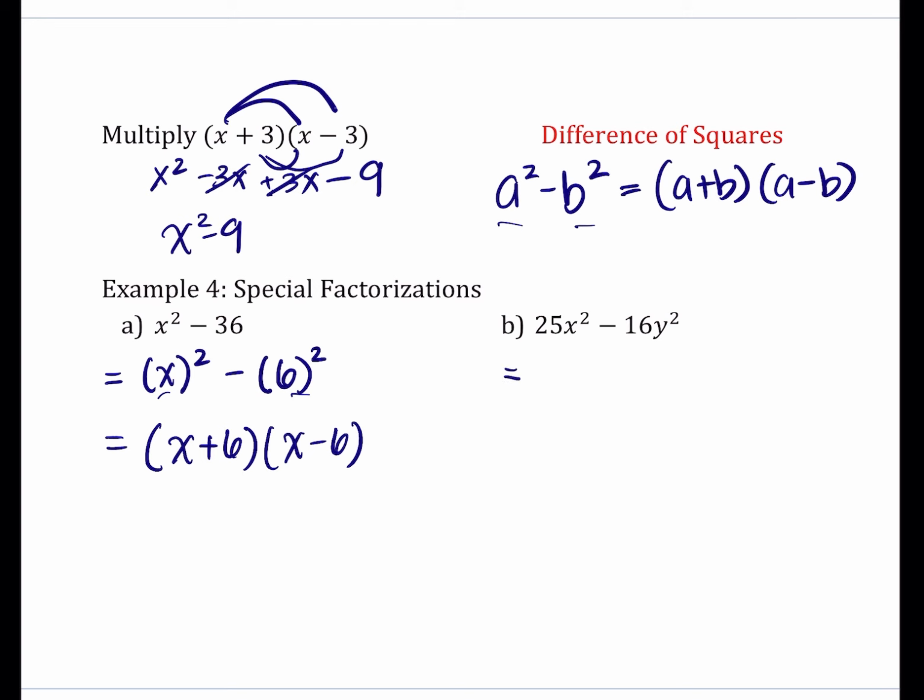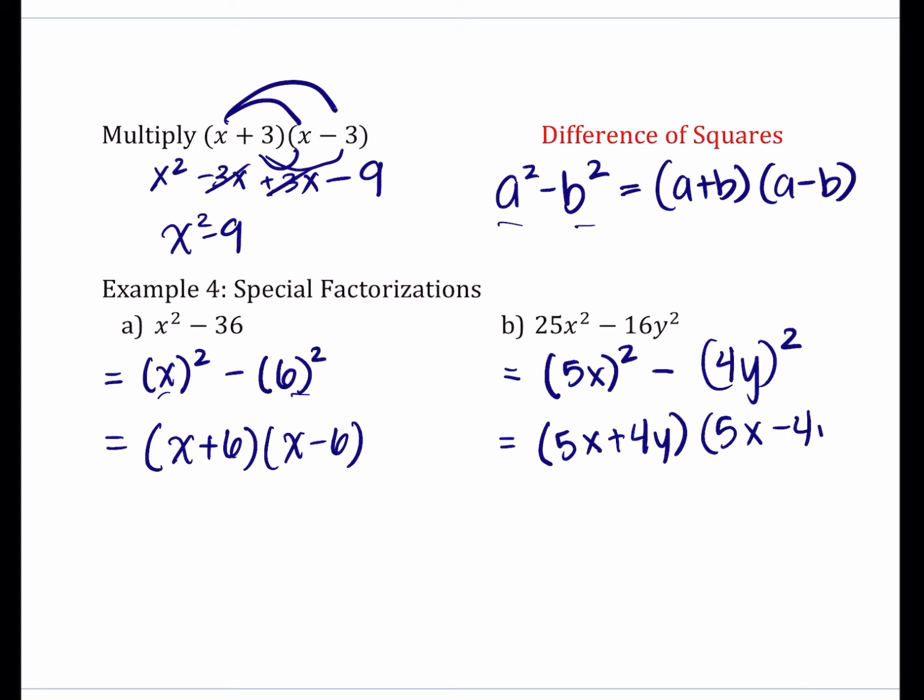The second one, note that it also works when you have other variables and when you have coefficients to the variables, but the coefficients also have to be perfect squares. So this one I'll actually rewrite as 5x squared minus, square root of 16, I know is 4, so we have 4y squared. So I'm able to write this as 5x plus 4y times 5x minus 4y using my difference of squares formula.